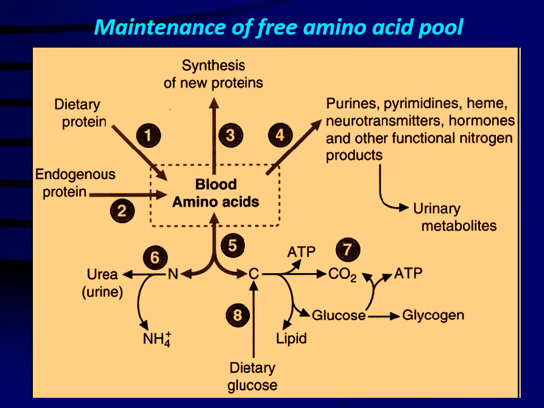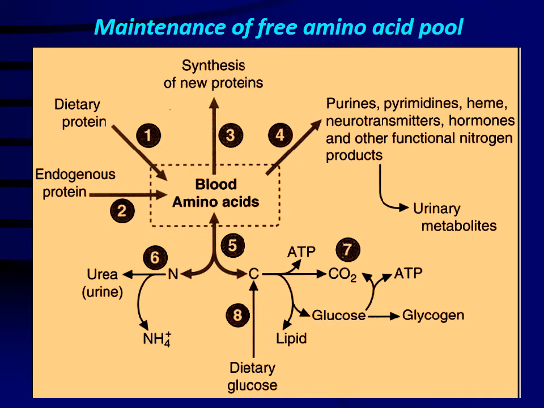Maintenance of free amino acid pool. The blood amino acids are derived from two sources, dietary protein and endogenous protein. These amino acids are utilized to synthesize new proteins in the body. Purines, pyrimidines, heme, neurotransmitters, hormones, and other functional nitrogen products are also synthesized from these blood amino acids.